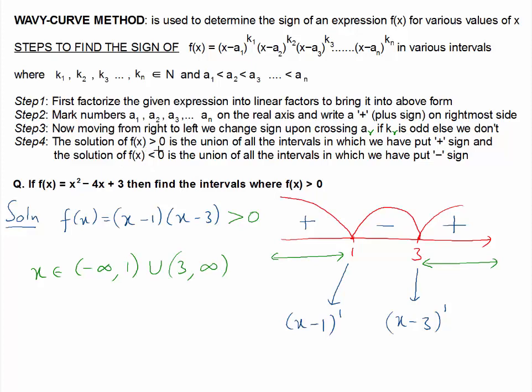Now the solution of f(x) greater than 0 is the union of all the intervals in which we have put the plus sign, meaning this or this. And for less than 0, we take the intervals where we have put the negative sign, which is this. Let's do a few more questions to better understand this method.